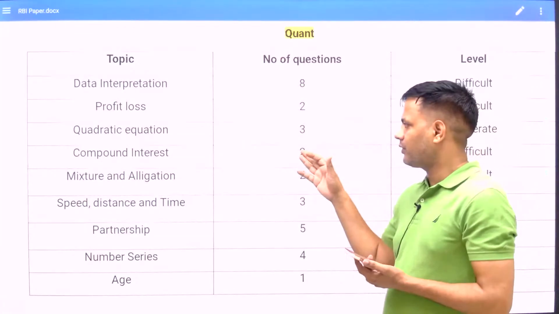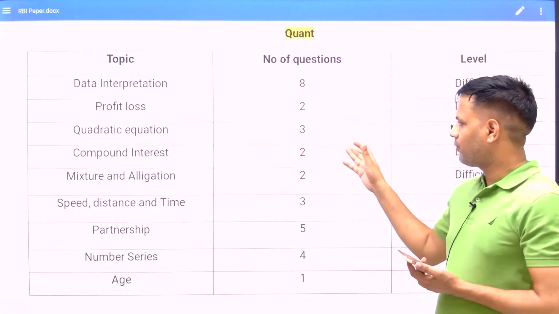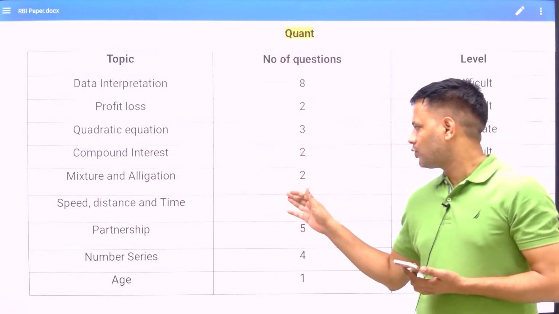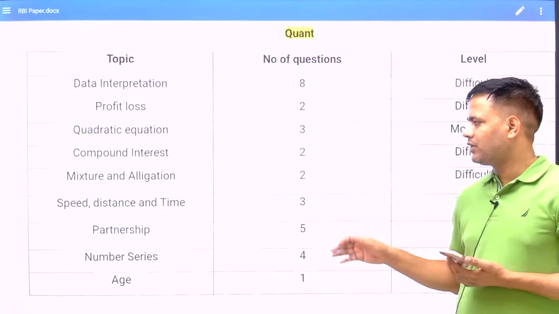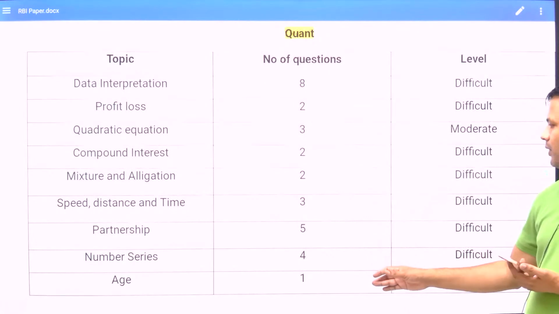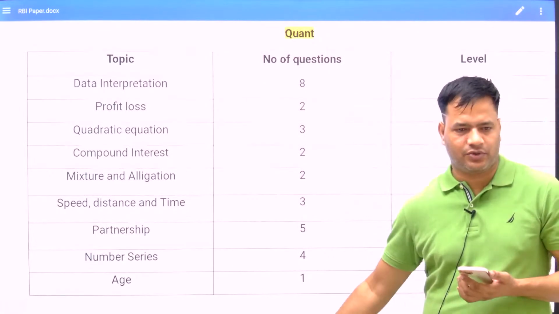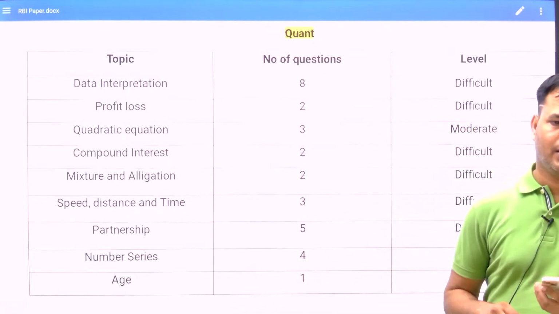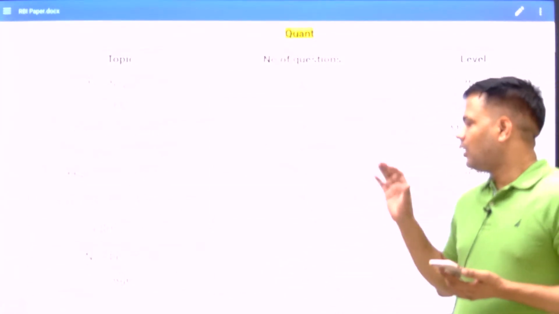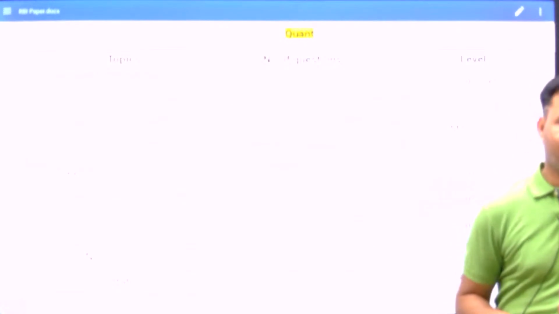Profit and loss based 2 questions, quadratic equation 3. This was of moderate level. Compound interest based 2 questions, mixture and alligation 2 questions, speed, distance and time 3 questions, partnership based 5 questions, number series 4, and one question based on age. So overall, the questions were very lengthy and difficult.